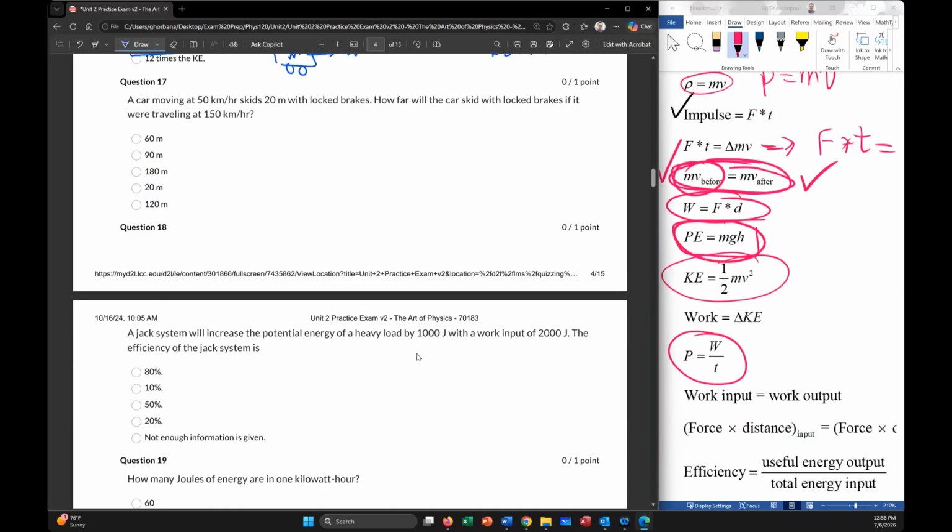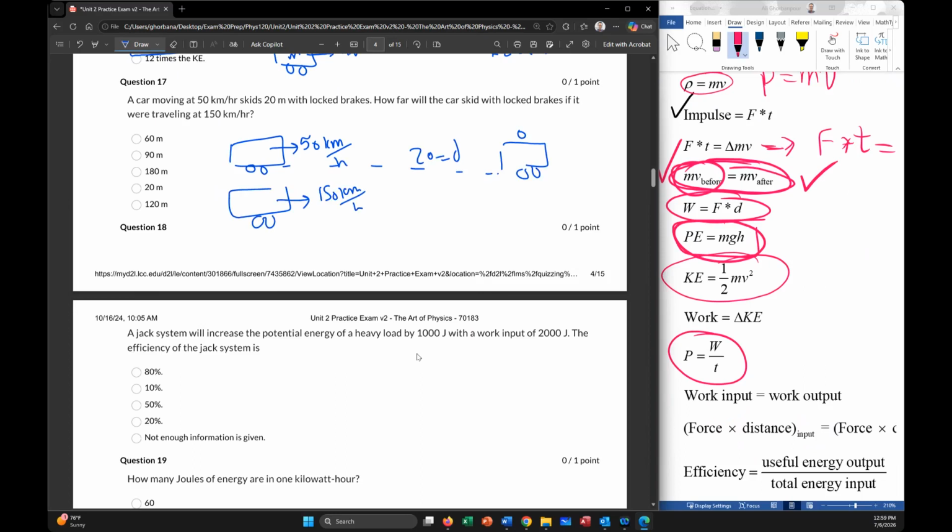A car moving at 50 kilometer per hour. Okay, we have a car moving with 50 kilometer per hour. It skids 20 meter with locked brake. When you push the brake, it takes 20 meter to completely stop. We call this a stopping distance. How far will the car skid if the velocity becomes 3 times bigger, 150 kilometer per hour?